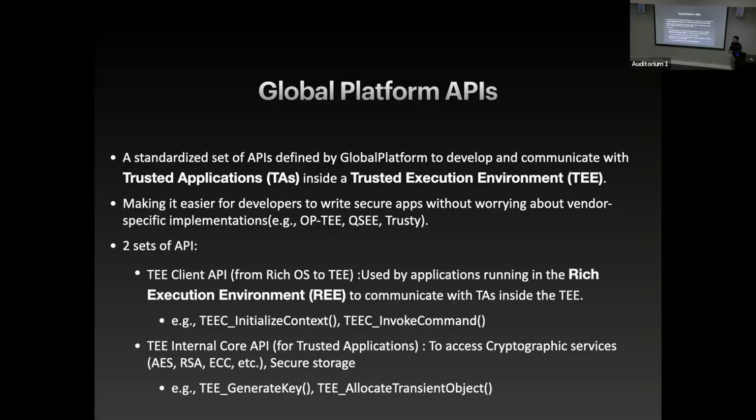And the second set is the TE core API. These APIs are used by your trusted application to talk to the actual cryptographic service. This is what's used to generate the keys and to talk to the secure storage and so on. This is the main set of APIs. You need to develop this carefully. For example, the generate key function is used to generate the key directly, and there is allocate transient object. Then there are a lot of other core APIs.